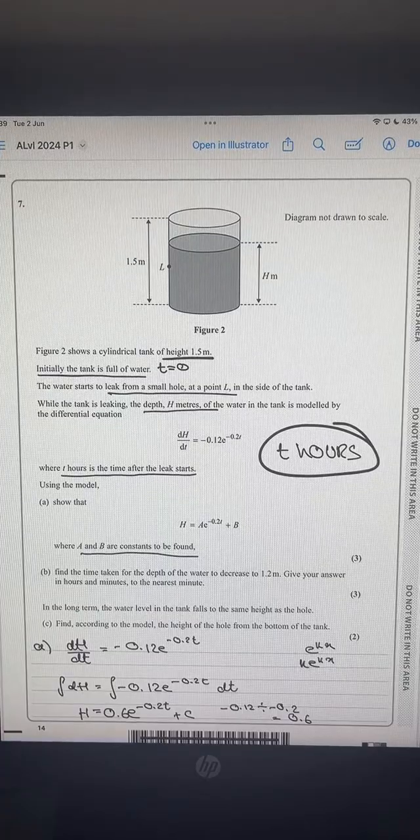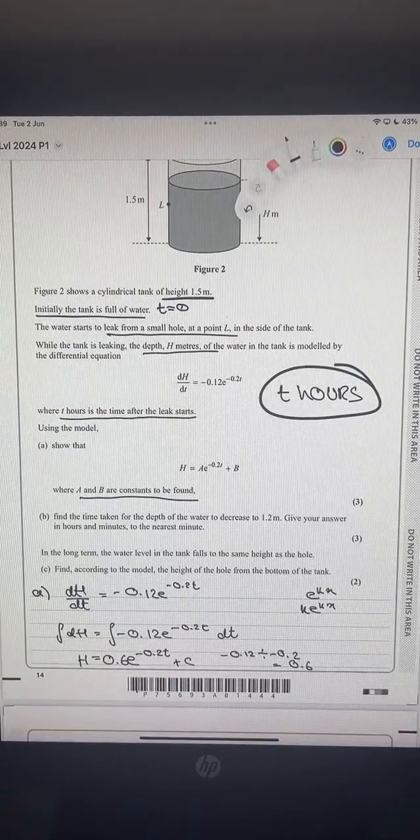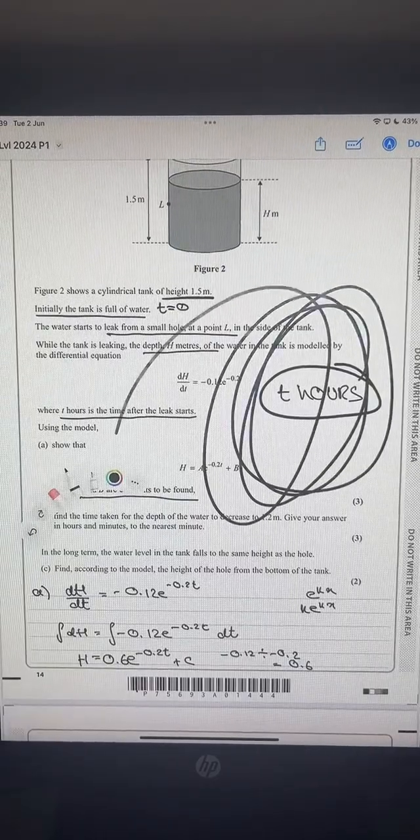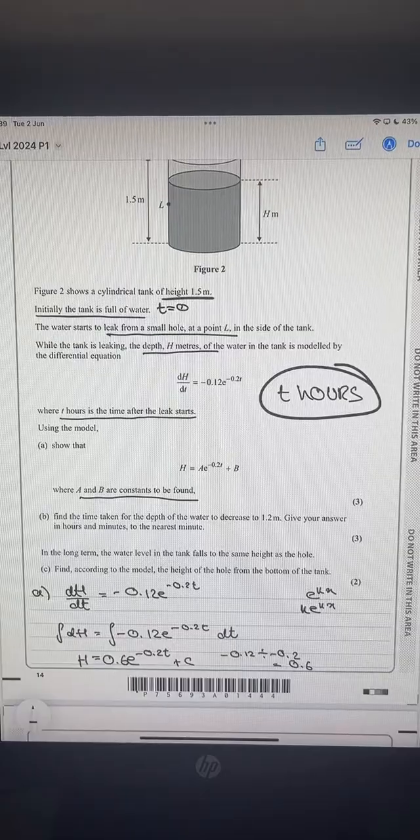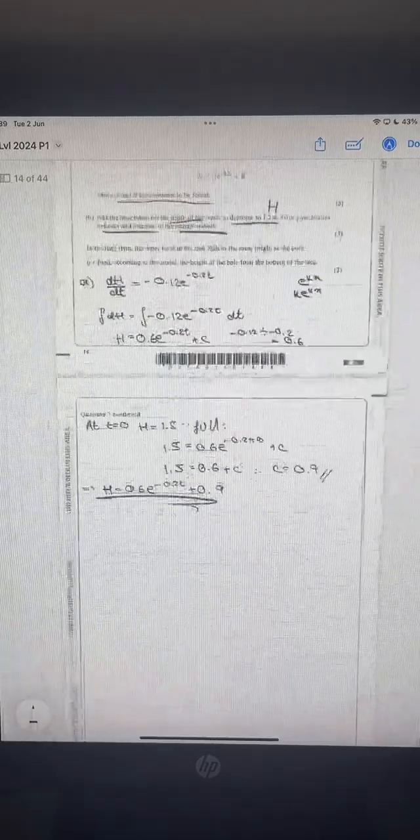Okay, so hopefully that makes sense, guys. We are going to move on to part B and part C, which is more standard, but we got to read the questions very, very carefully. And this thing is going to come very handy in this one. So find the time taken for the depth of the water to decrease to 1.2 meters. So that's the result. So that's my H. Give the answer in hours and minutes to the nearest minute.